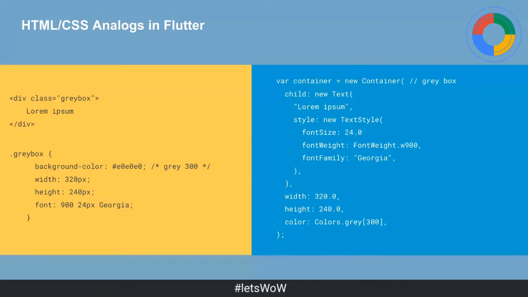Correct? How it would be looking is it would be a box with a width of 320 pixel and a height of 240 pixel, and the background color would be somewhere around gray, and the font weight would be 900, size would be 24 pixel, and the family would be Georgia. So it's a shorthand for mentioning all the font properties. So that's how it would be looking.